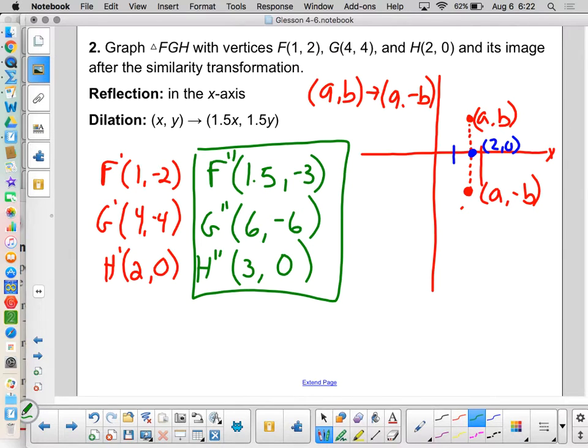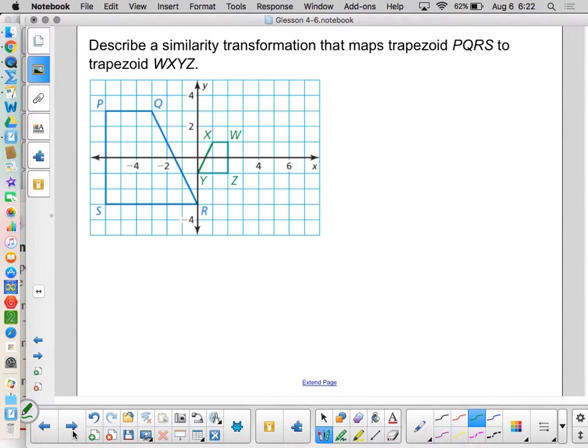Like I said, this is a great review of all the things we've done so far in this chapter. This is working it backwards. They give you the picture, ask you to describe the transformation. Okay, well, a couple things going on here. One, you start at PQRS. Let's note this. We start with PQRS and end up with WXYZ. So clearly we're going to be reducing in size. Clearly there's a reduction. The question is, how much is the reduction and what else is going on? Because it's obviously not just reduced, it's also going to be somehow reflected or something else going on.